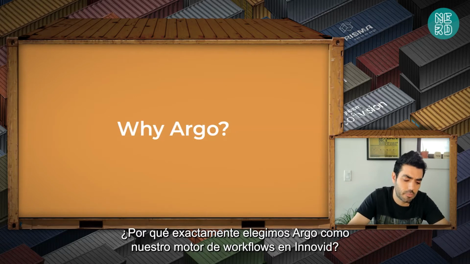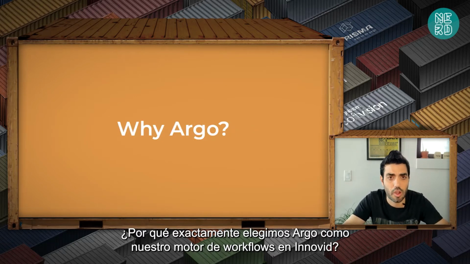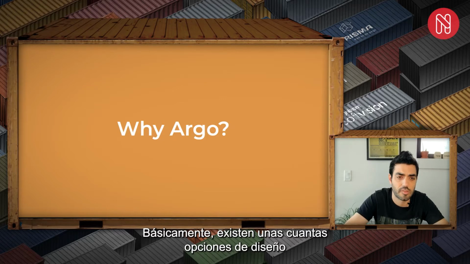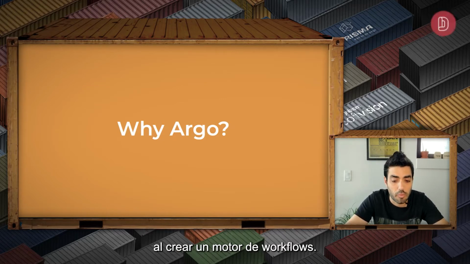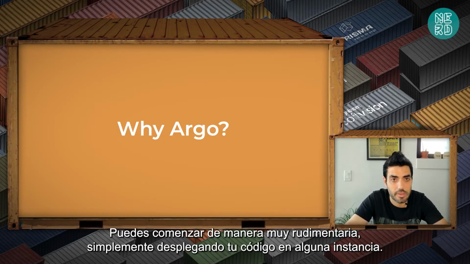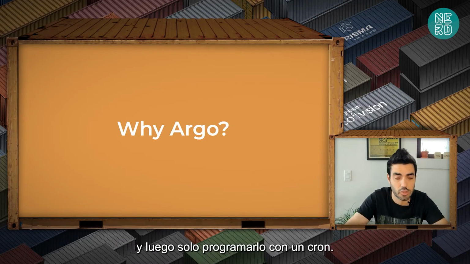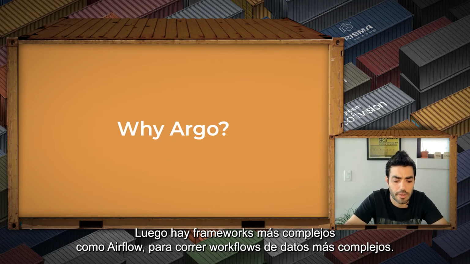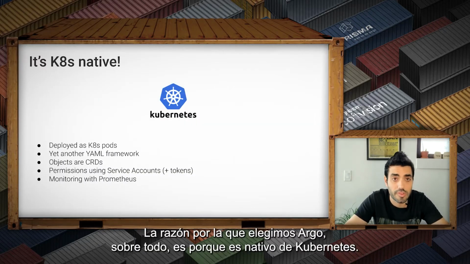So why exactly did we choose Argo to work as our workflow engine at Innovid? You basically have a bunch of design options when creating a workflow engine. You can start very rudimentarily with just deploying your code onto some instance and then scheduling it with a cron. Then you've got more complex frameworks like Airflow to run your more complex data workflows. The reason we chose Argo is most importantly because it's Kubernetes native.